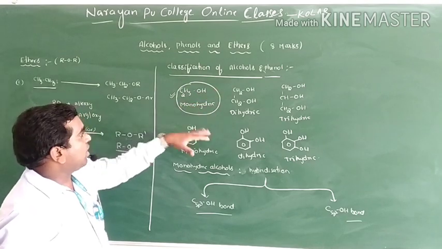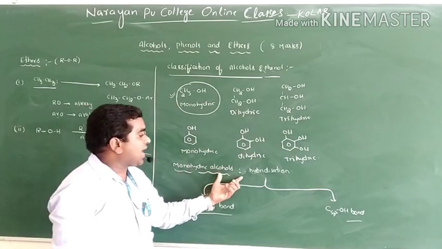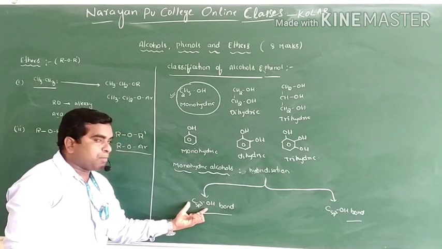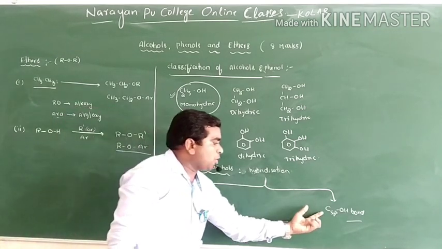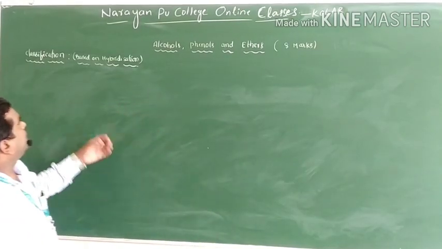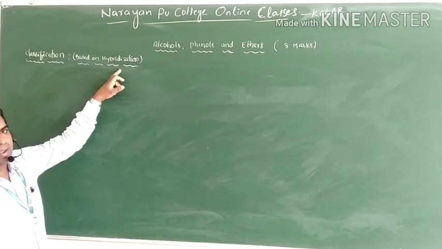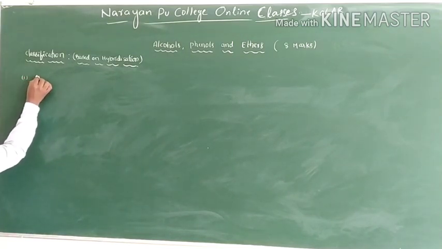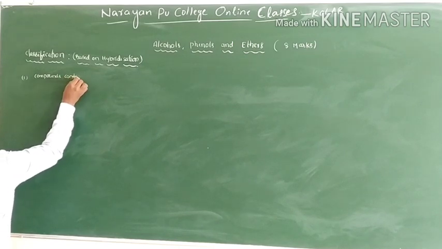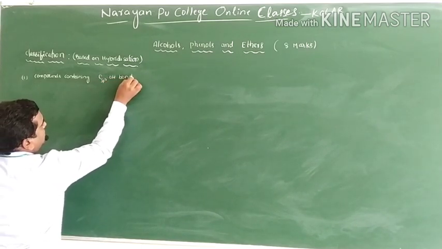So here, classification of alcohol based upon the number of OH groups: they are classified as monohydric, dihydric, and trihydric. And monohydric alcohols are further classified into two categories based upon hybridization: one is the compound containing a C sp3-OH bond and the other is the compound containing a C sp2-OH bond. Later we will discuss what these are. Now, first we have discussed classification based upon the number of OH groups, and the second is based on hybridization. In this, the first one is compounds containing a C sp3-OH bond.